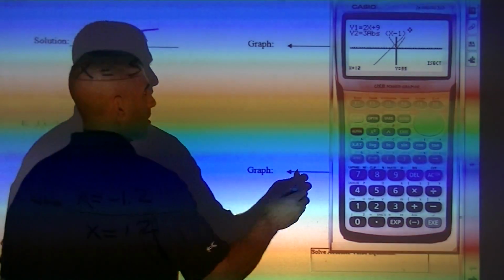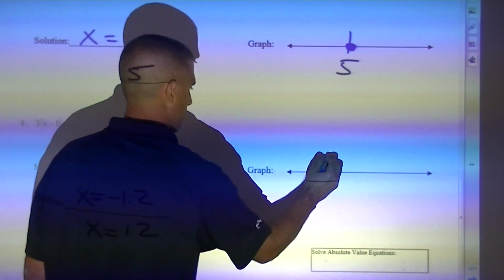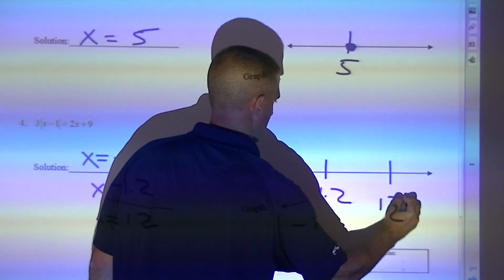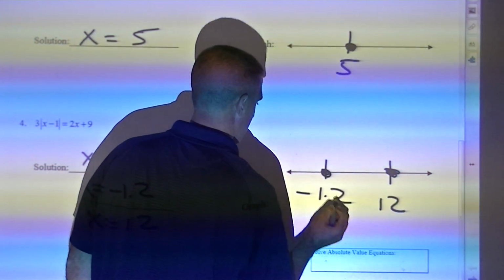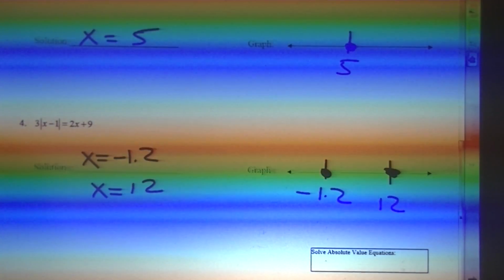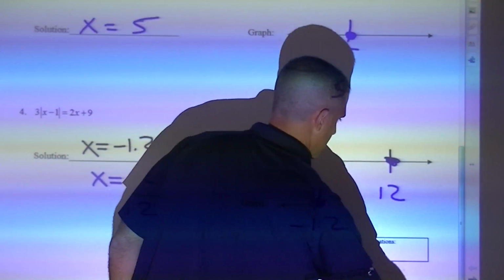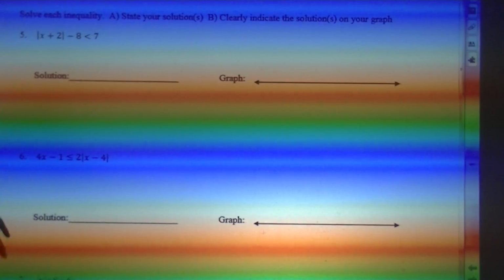So you've got to make sure that you cover both solutions. Fill in circles on both of them. Alright, I think that's the end of the page. We're going to go to number 5.